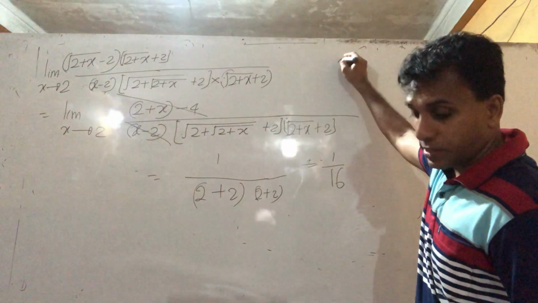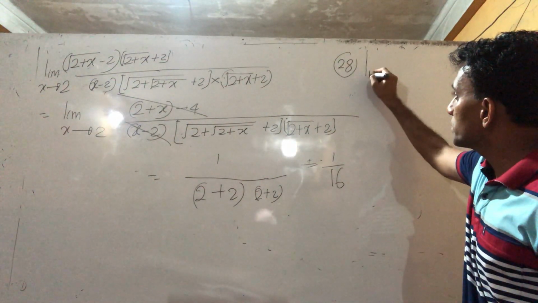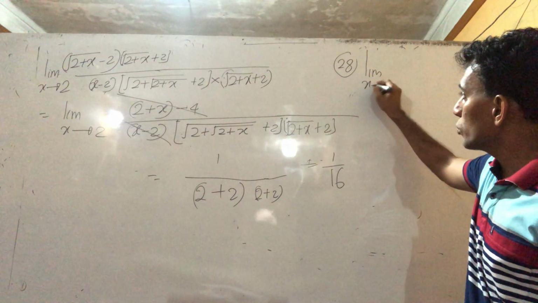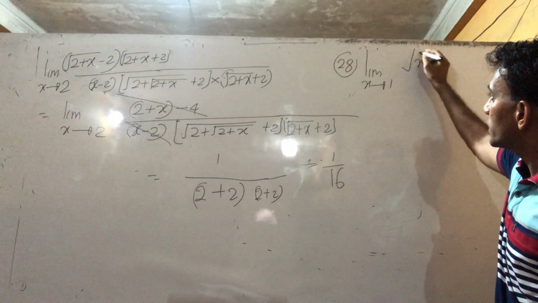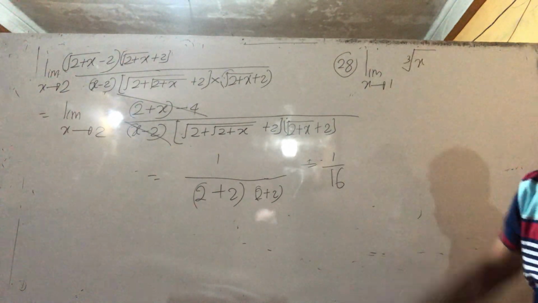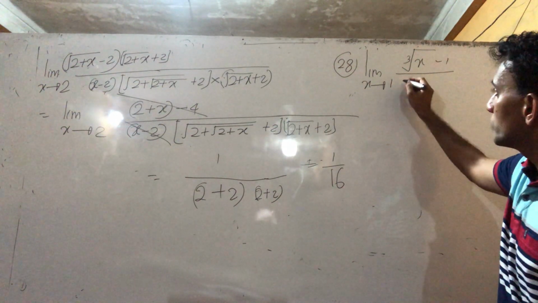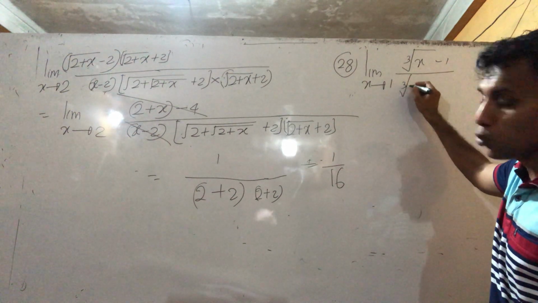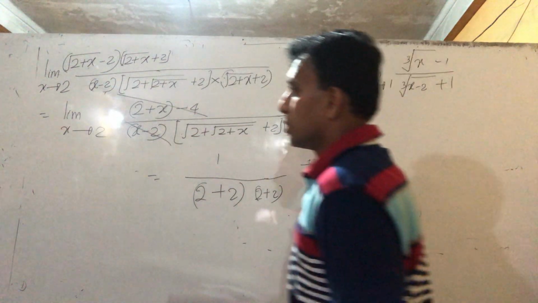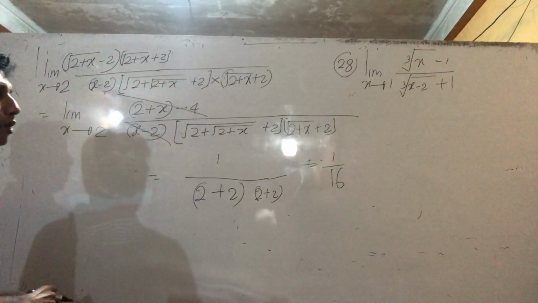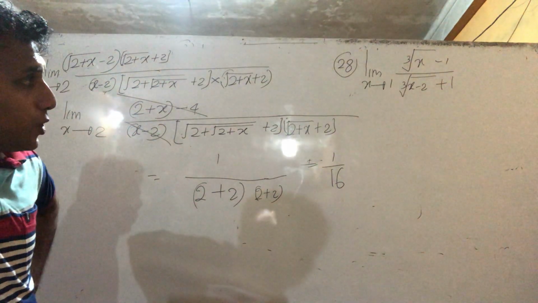Next question 28. In problem 28: limit x approaches 1, third root of x minus 1 over third root of x minus 2 plus 1. See how that form is. Find the answer by using any method.